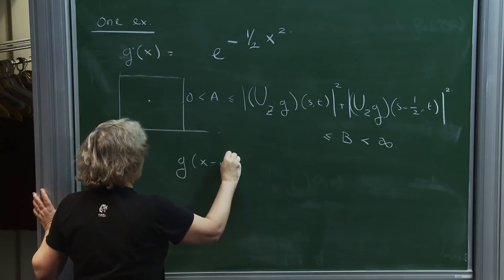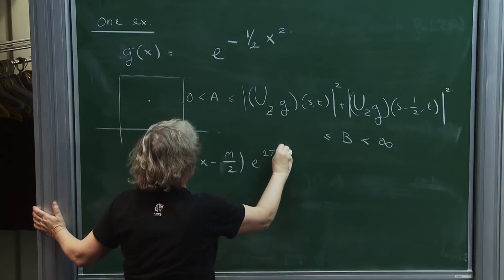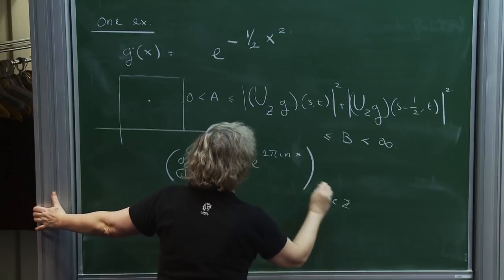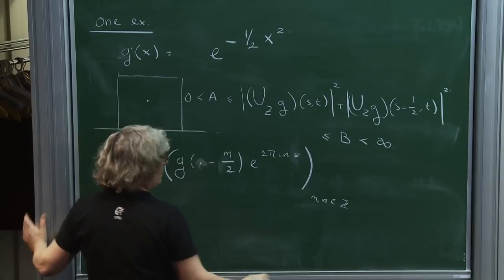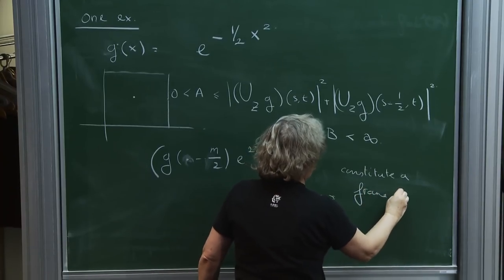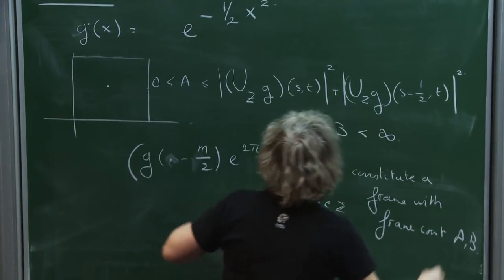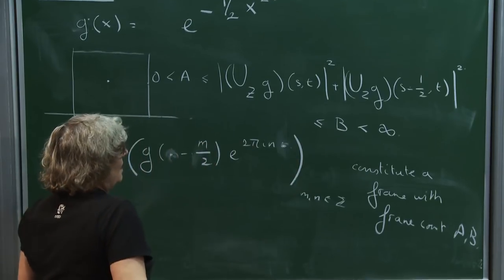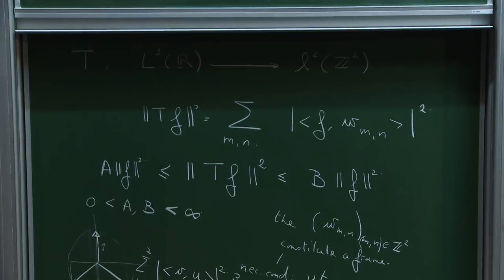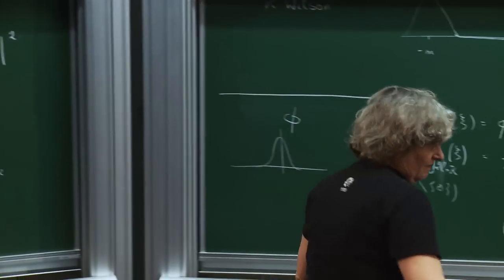What that already means, and exactly with those constants, is that if you use g(x minus m over 2) e to the 2 pi i n x, so this family, with this as the variable, constitutes a frame with frame constants exactly A and B, because that's exactly what you get. But you can now do more. It's a construction that you can view either at the level of the frame, or at the level of the Zak transform.